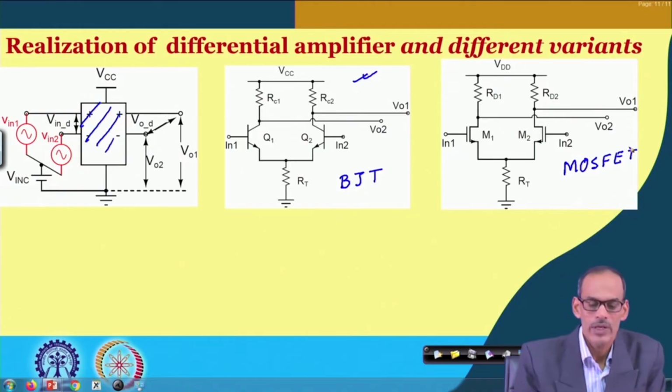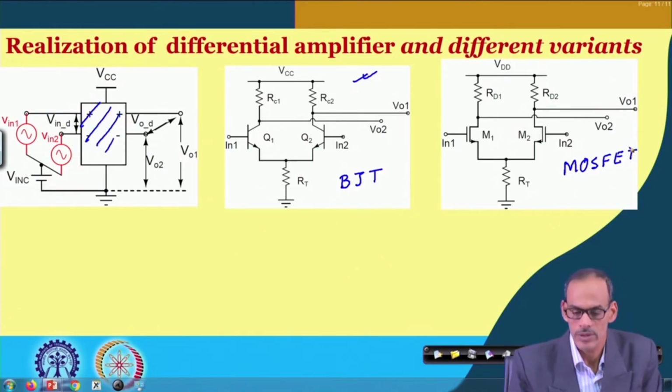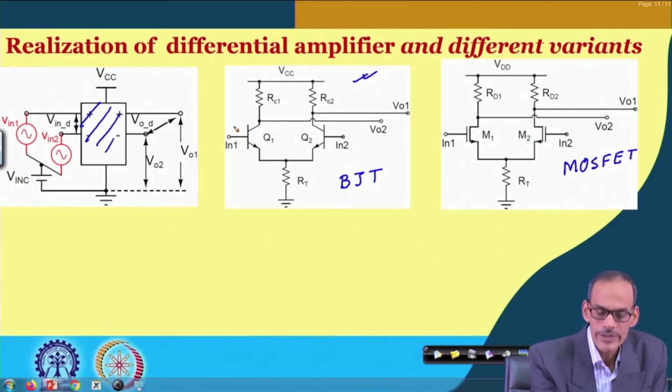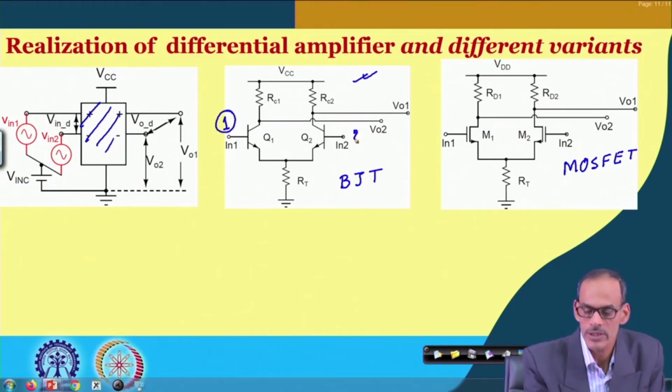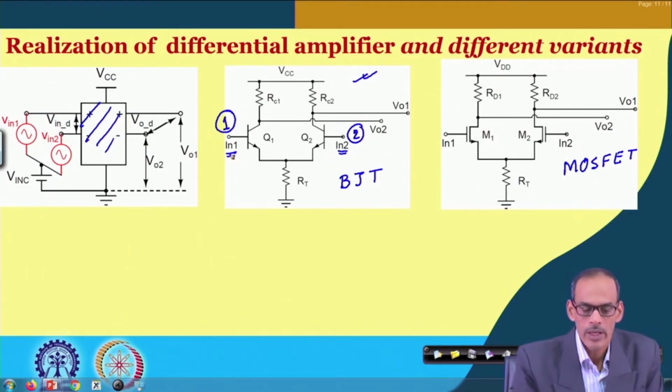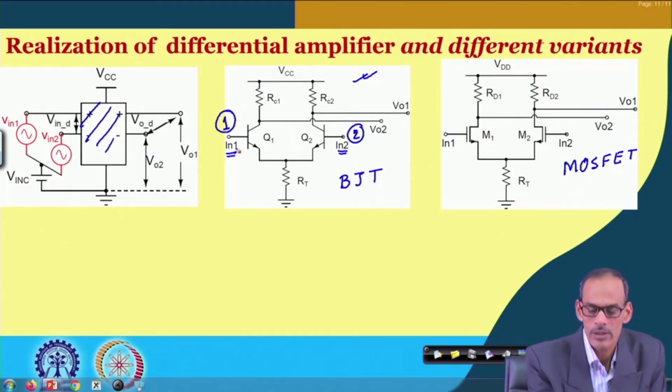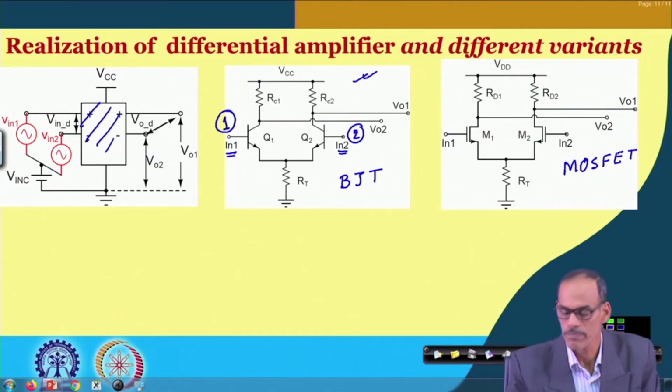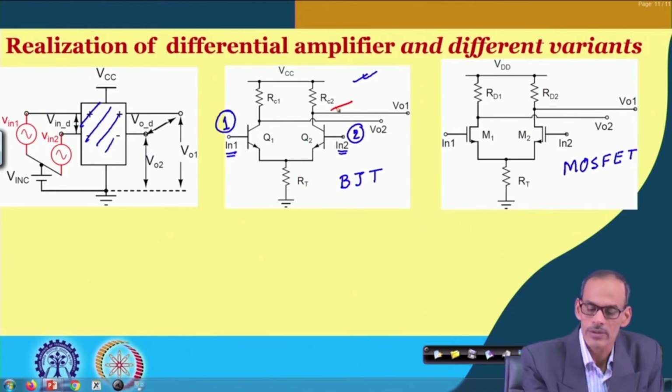Okay. Now, here I would like to tell you one important point. If we consider this one input terminal and this the other input terminal, in 1 and in 2, and then consider the corresponding output at this point, it is in phase with this input, and hence instead of calling this VO1, we are calling this VO1.